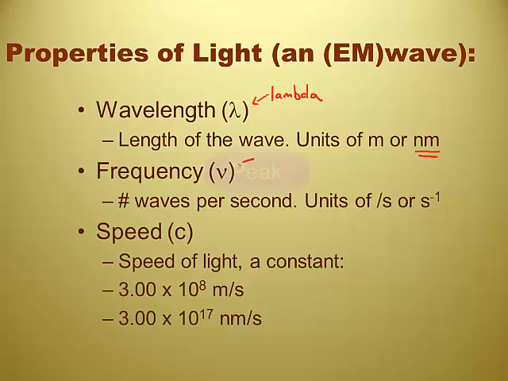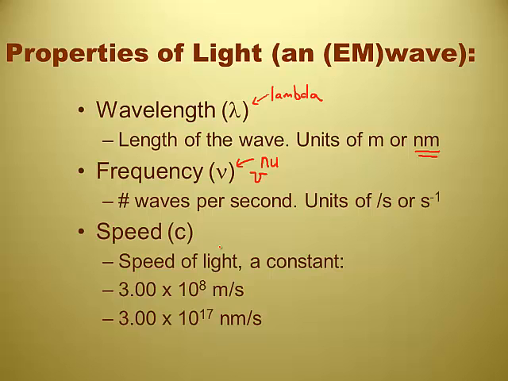And here is the Greek letter nu. It looks like a V, but we draw it like a cursive V. So those are the symbols for wavelength and frequency. If we want to use them in an equation, like we use n for number of moles and T for temperature, we use lambda and nu. Instead of writing out wavelength, we use that funny looking symbol.